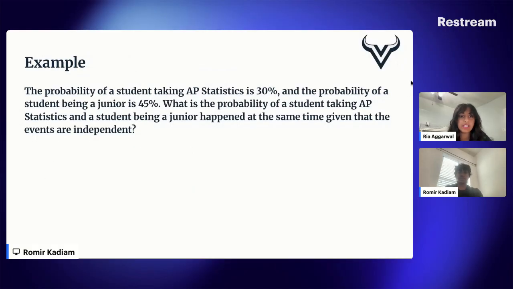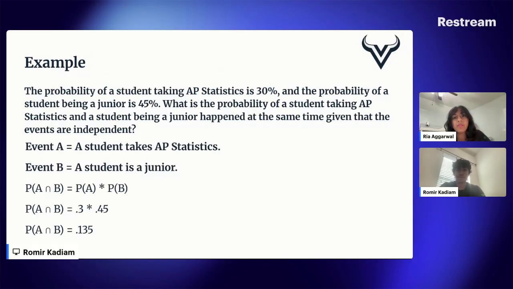Okay, so here's an example. You guys can take a moment to read it before solving, and then we'll solve it together. Okay, so hopefully you guys are able to solve it and read it. So first what we're going to do is note down our events. In this problem, the event A is a student taking AP Statistics, and event B is a student that is a junior. So we are finding the probability that the events happen at the same time given that they are independent. So therefore we are going to use the formula probability of A and B equals probability of A times probability of B.